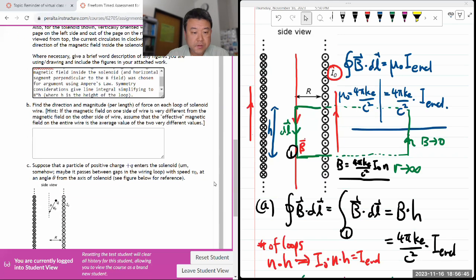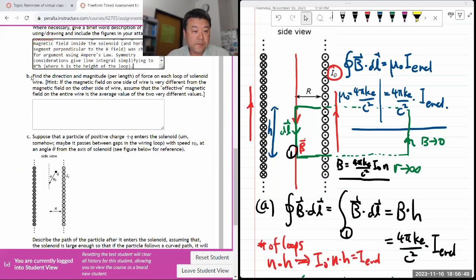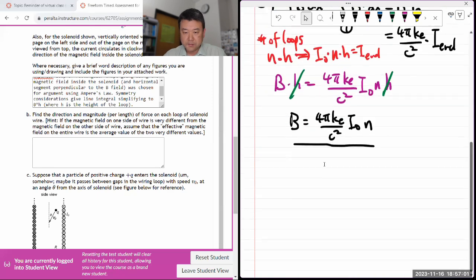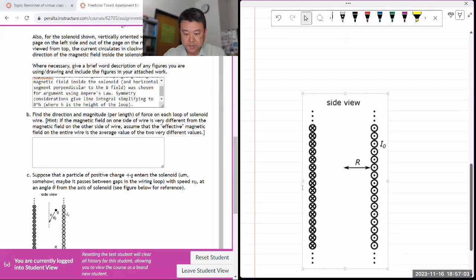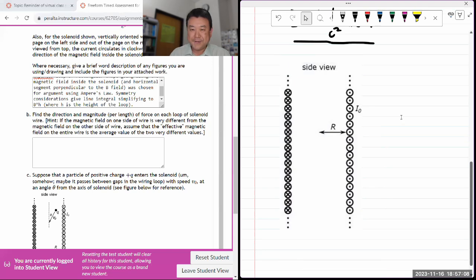Okay, I have 10 minutes. Let me go more quickly. Okay, find the direction and magnitude of force on each loop due to solenoid wire 1. Oh, I see. So let me copy and paste this. I'll be a little bit more sparse with the explanations, so I think I might be running out of time.